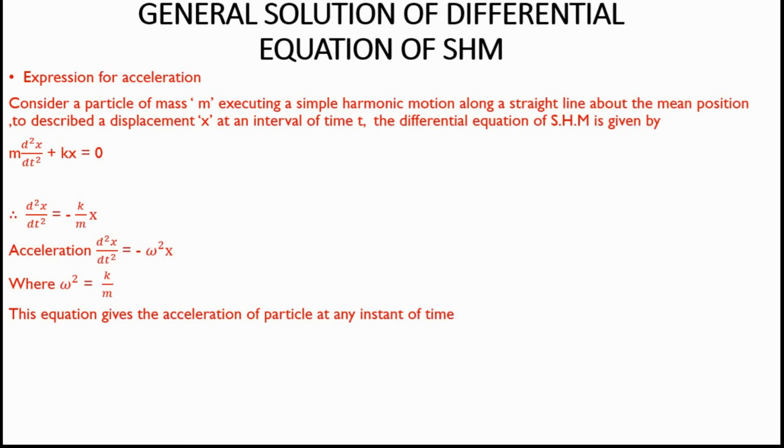Now, the expression for acceleration from the differential equation. Consider a particle of mass m executing a simple harmonic motion along a straight line about the mean position, with a displacement x at an interval of time t. The differential equation of SHM is given by m into d2x by dt square plus kx is equal to 0. So d2x by dt square is equal to minus k by m into x, that is, d2x by dt square is equal to minus omega square x, where omega square is equal to k by m. This equation gives the acceleration of a particle at any instant of time.